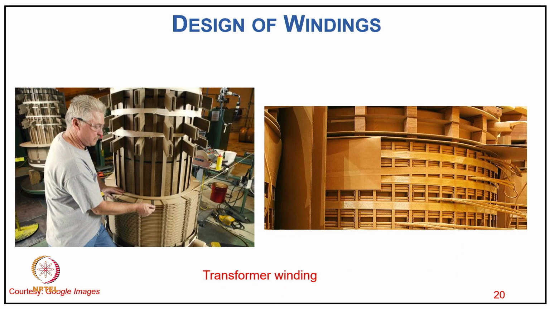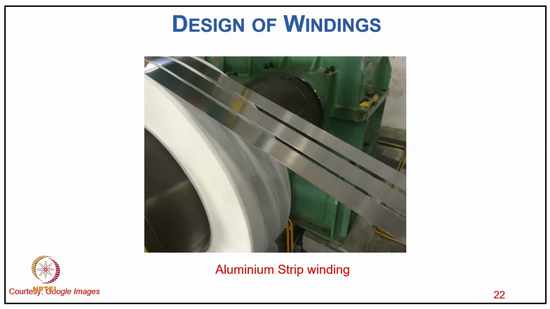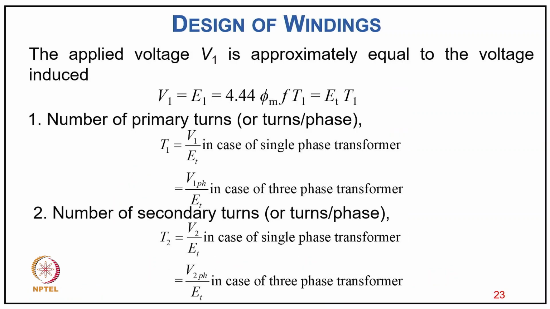And you can just see how the transformer winding is really put on a big transformer with the proper insulation. As you can see, here is the winding, and then the continuously transposed cable and rectangular wire. Then you can see the aluminum strip winding, how it is there. So after looking at this winding, we can say the design of winding, the applied voltage for finding the turns as well as the cross section area.